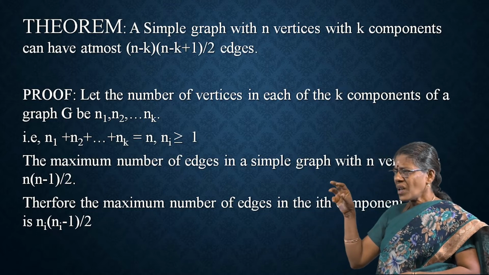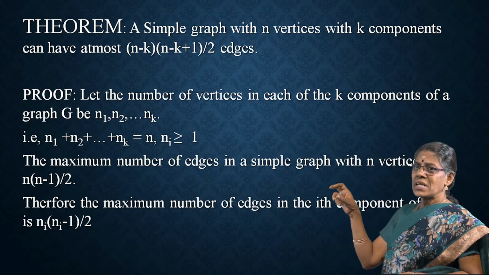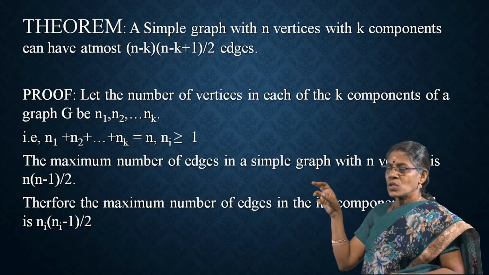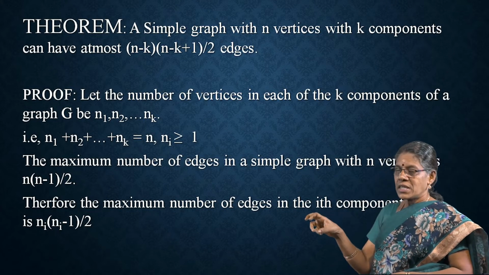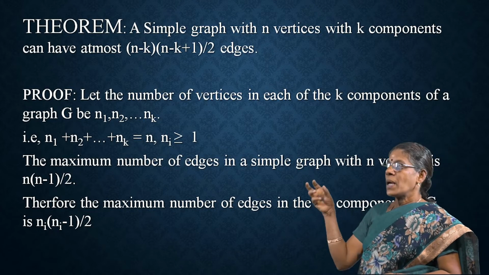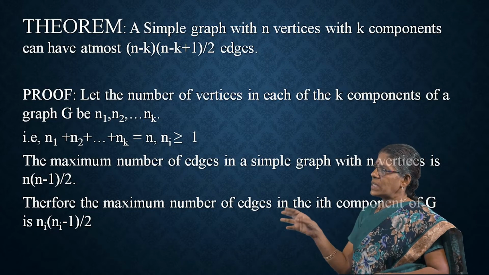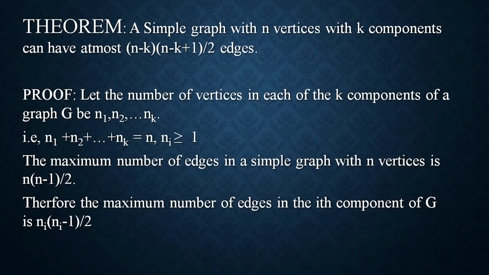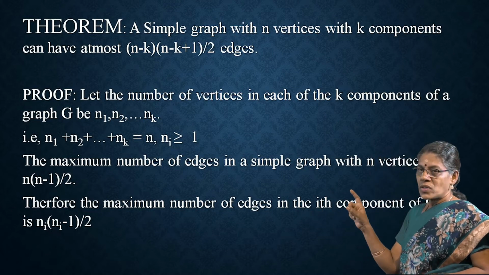Next, what is the maximum number of edges in a simple graph with n vertices? The maximum number of edges in a simple graph with n vertices is n into n minus 1 by 2. It is a standard result, already we proved. So, take that the maximum number of edges in a simple graph with n vertices is n into n minus 1 by 2.